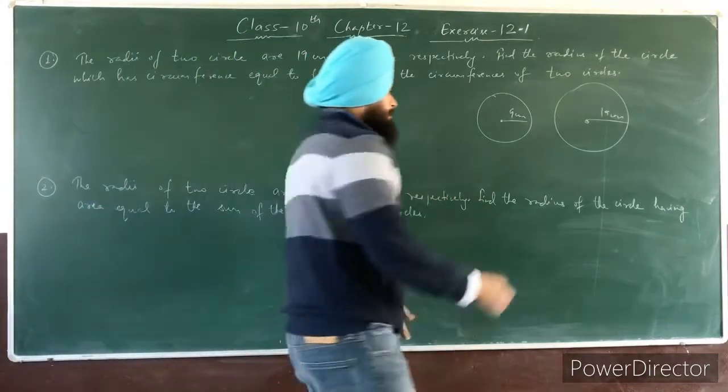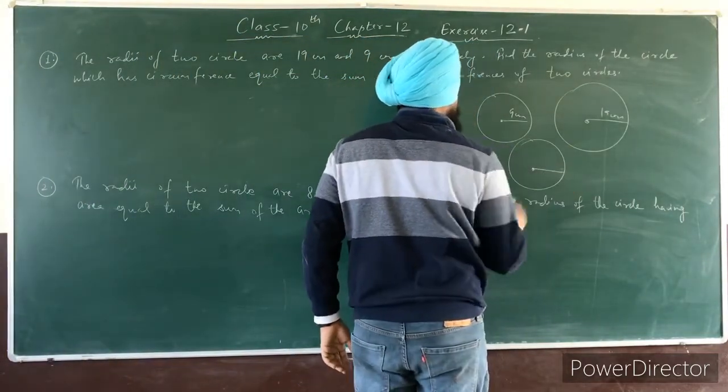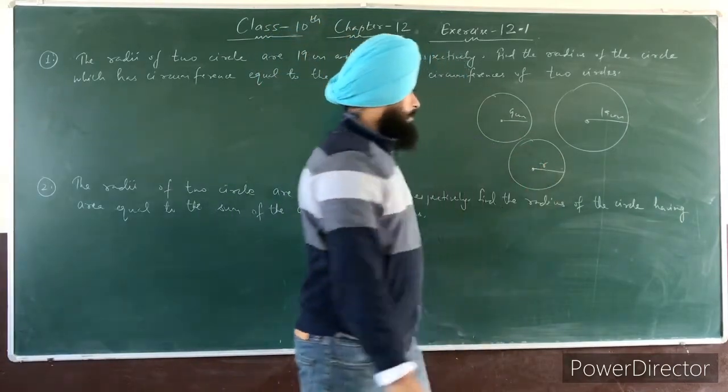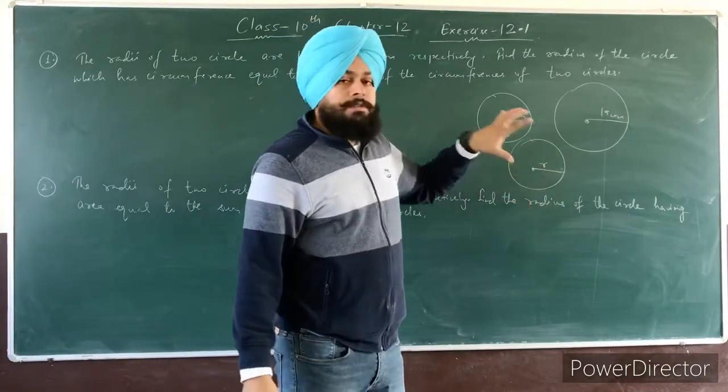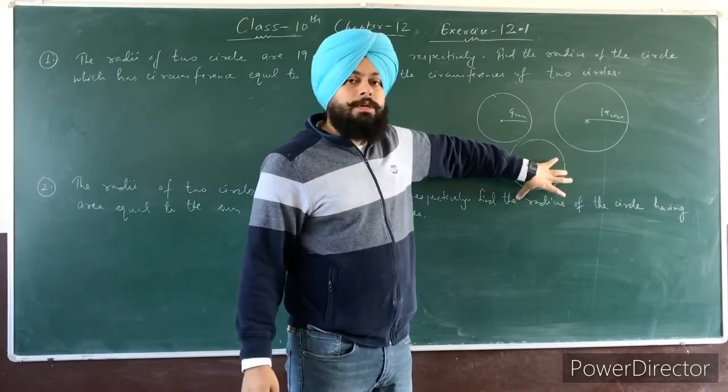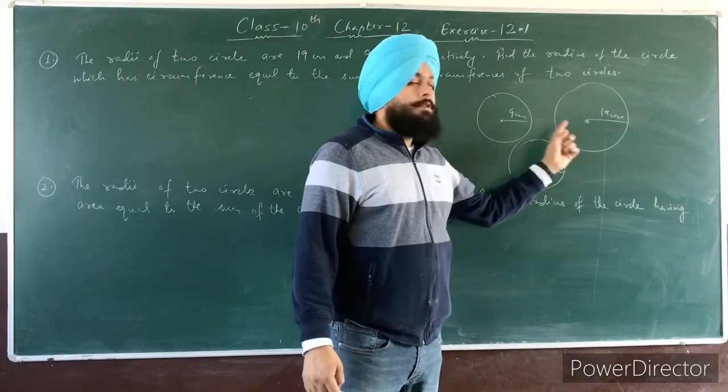There is another circle and we have to find its radius. There is another circle whose radius we have to find such that the condition is the circumference of this circle is equal to the sum of the circumferences of these two circles.